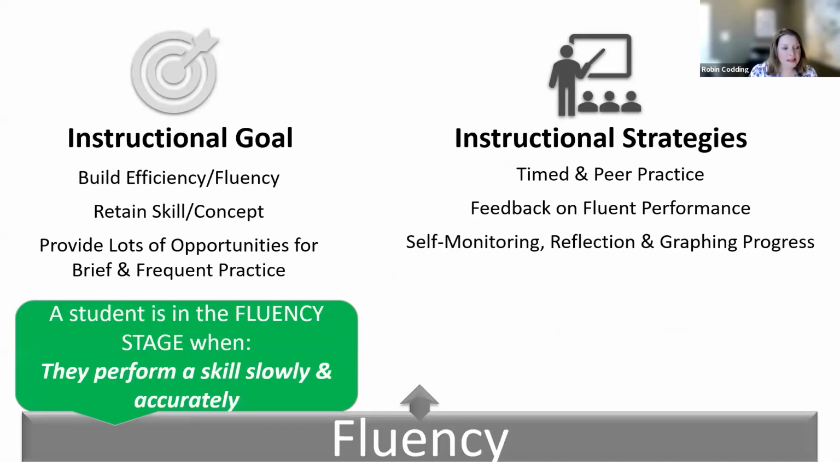For fluency, we want to build efficiency. We want to help the student retain the skills, and we're just going to provide them lots of opportunities for brief and frequent practice. And we want to use timed and peer practice, give them feedback on that fluency, and help them start to engage in self-monitoring, reflection, and graphing.